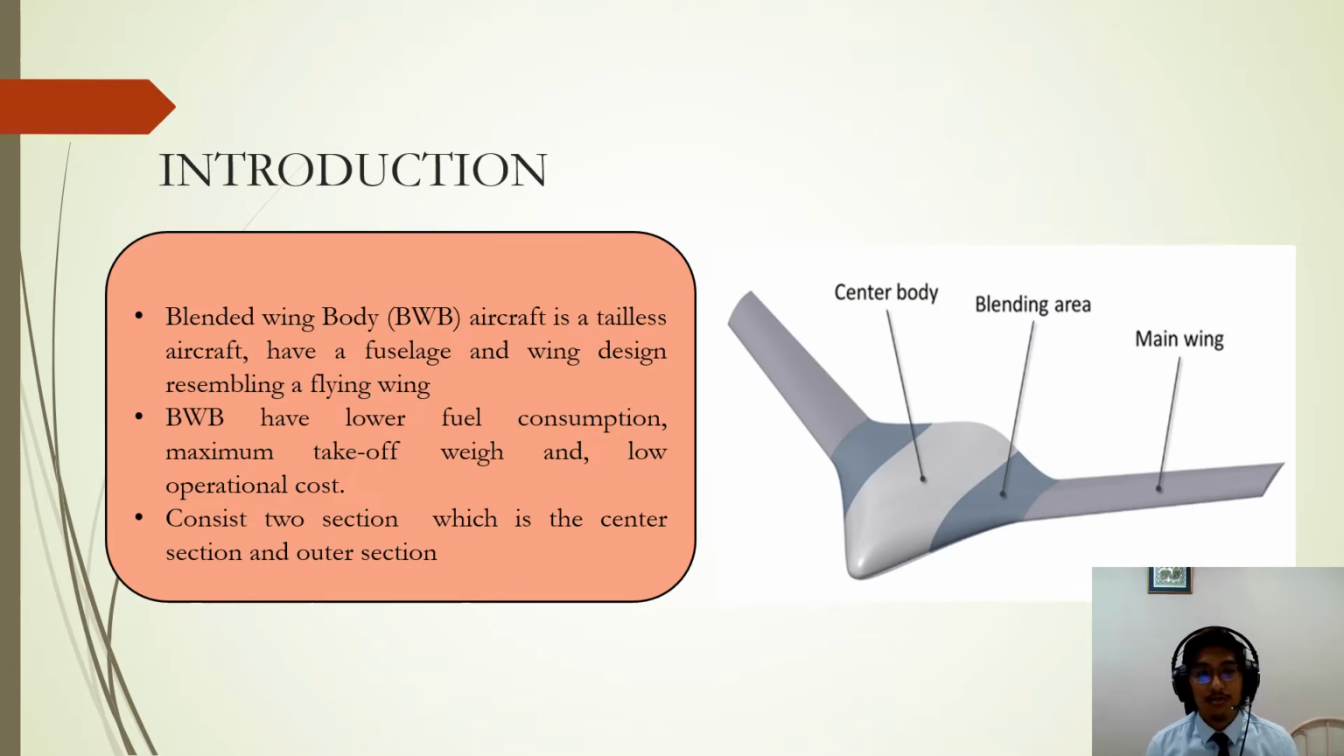So a blended wing body aircraft is a tailless aircraft that has a fuselage and wing design resembling a flying wing. The BWB has lower fuel consumption, lower maximum takeoff weight, and low operational cost. It consists of two sections, the center section and the outer section. As you can see there, here is the main wing and here is the center body. The blended area was blended between the main wing and the center body, so that's why it's called a blended wing body.